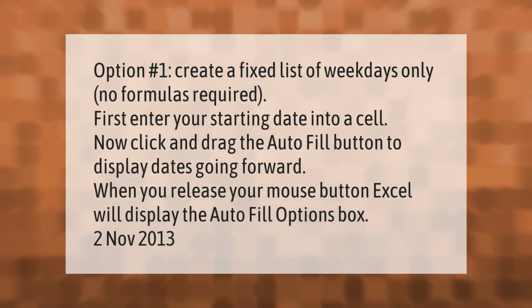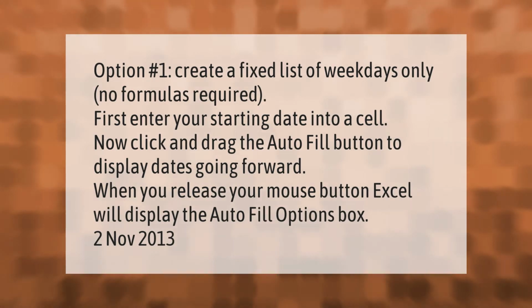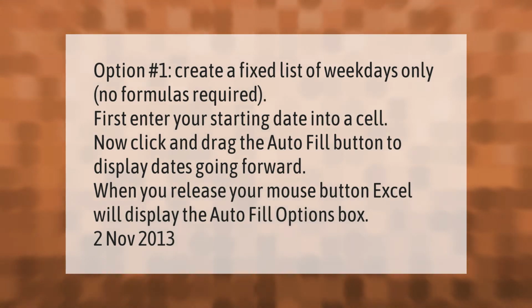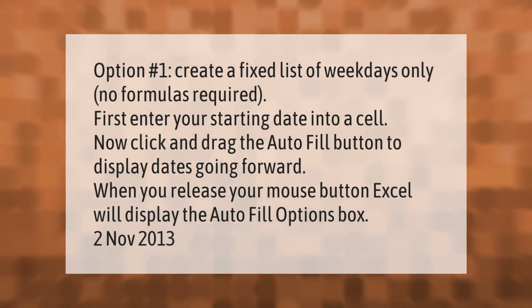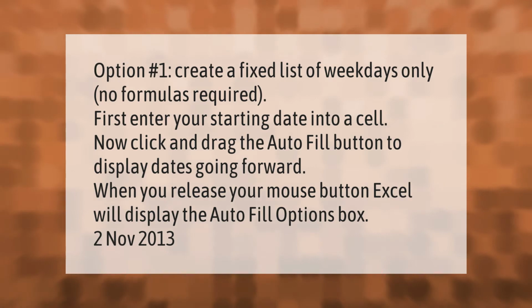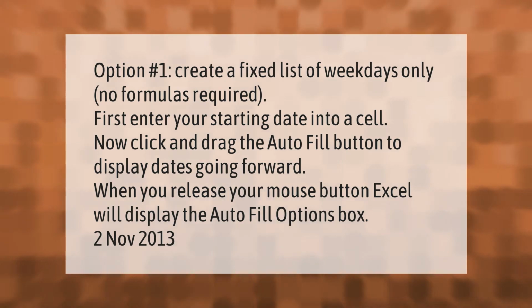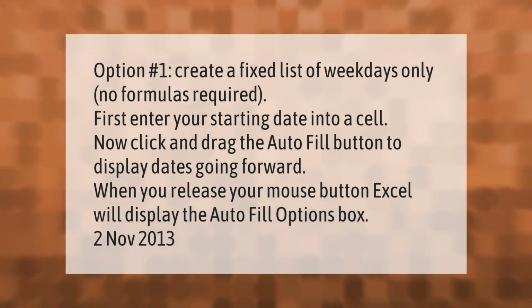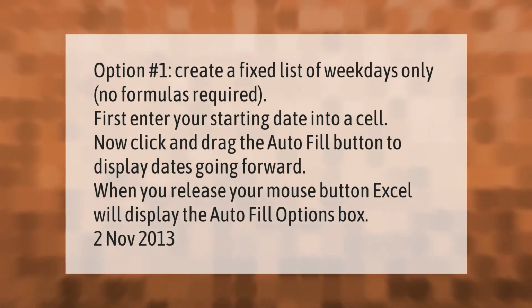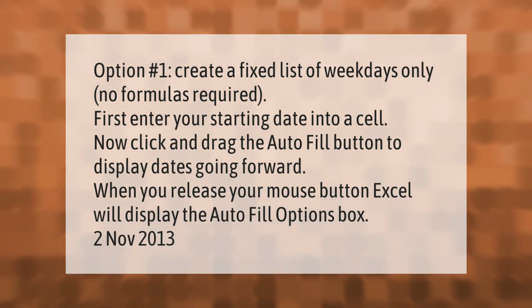Option number 1. Create a fixed list of weekdays only, no formulas required. First, enter your starting date into a cell. Now click and drag the autofill button to display dates going forward. When you release your mouse button, Excel will display the autofill options box. The 2nd of November 2013.